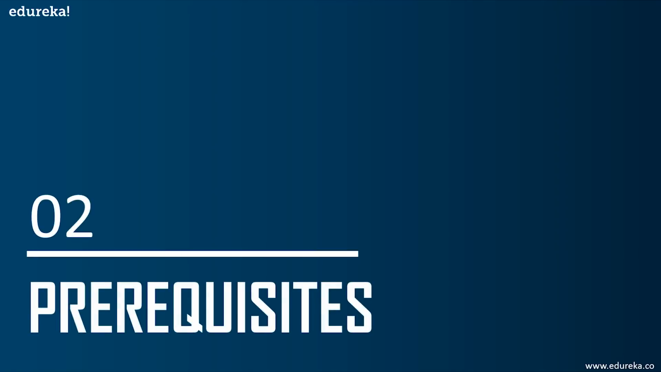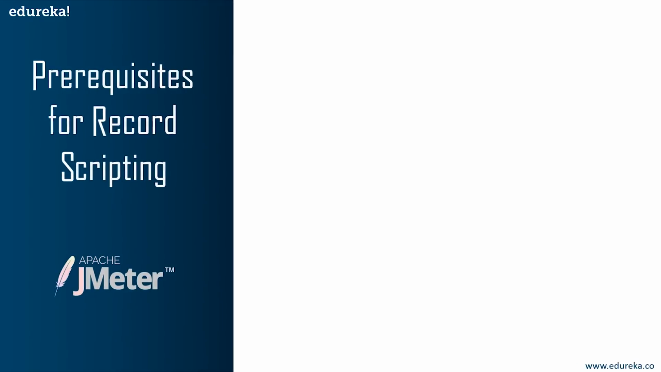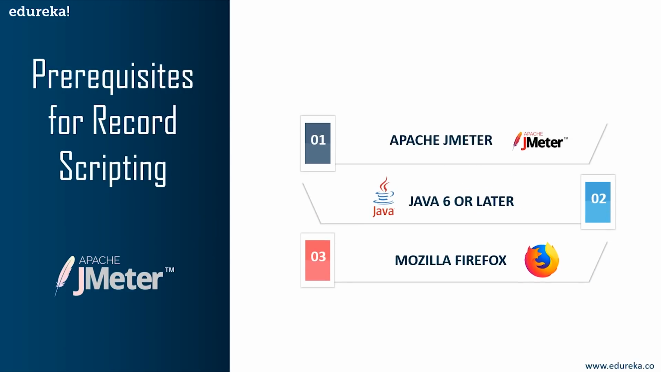So now let's have a look at the different prerequisites for record scripting. First, you would need the Apache JMeter tool installed in your system. For that, you would need Java 6 or later versions. Apache JMeter is an open source Java application, so you would need Java installed in your system as well. And finally, you will need the Firefox web browser. In order to make your JMeter work as a proxy and also perform the record scripting on any particular website, you would need the Firefox web browser here.